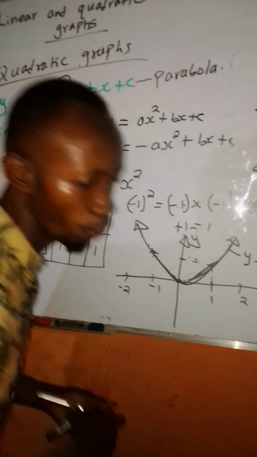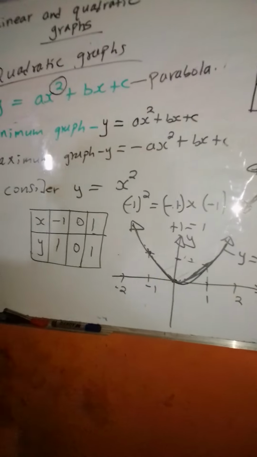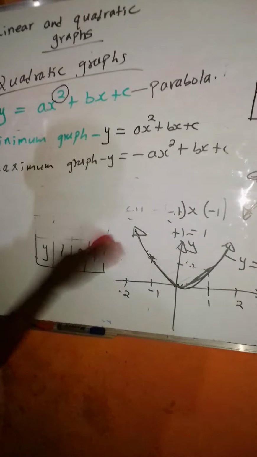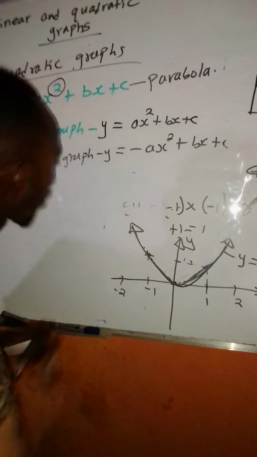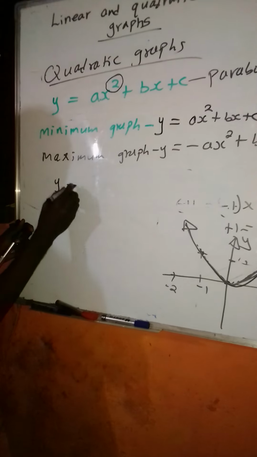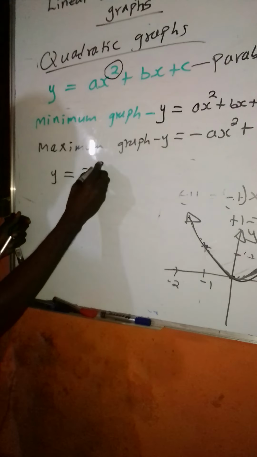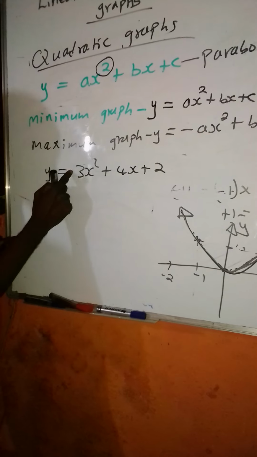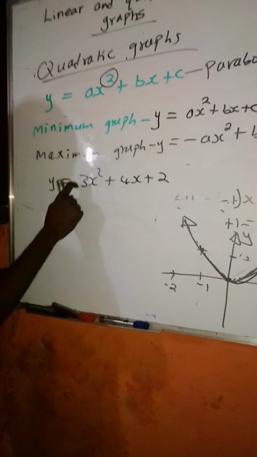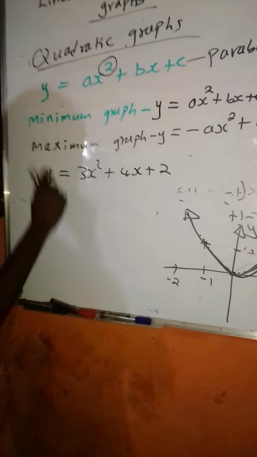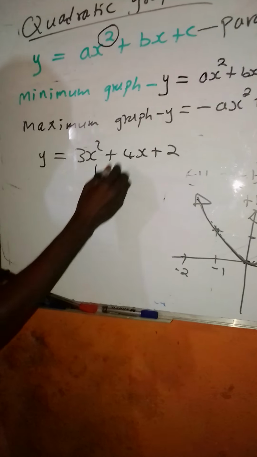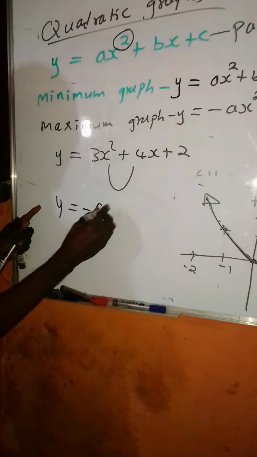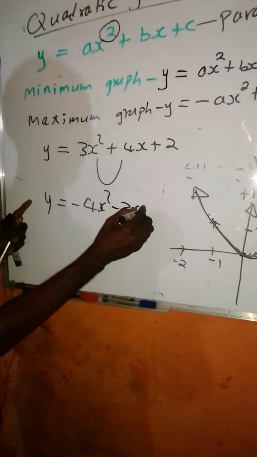Okay, another point again. Let me just refresh my mind. I just want to add something I left out. Now, if we have the graph of 3x squared plus 2, we know this coefficient here is positive. Definitely, this graph is going to be a minimum graph. A minimum graph is going to give us what? A U-shape. Let's say we have negative 4x squared, negative 3x, negative 2.